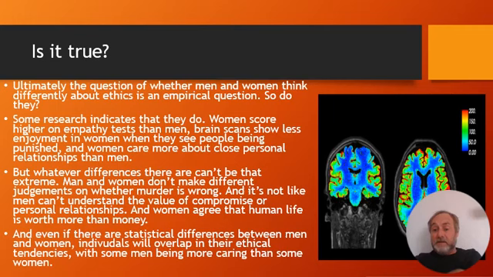Are there differences between men and women? We've only so far discussed this one developmental study, right? Maybe these are just differences at age 11. What happens into adulthood? Are there genuine empirical differences between the way men and women approach morality? Well, it is an empirical question, so we can study it scientifically.